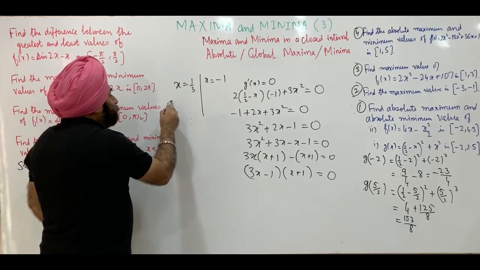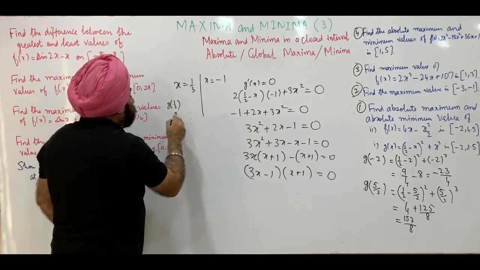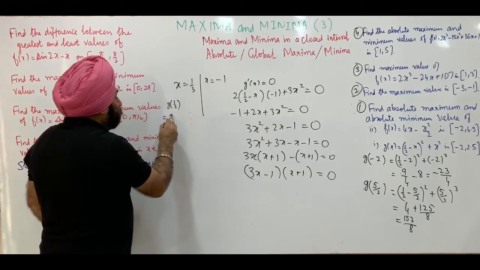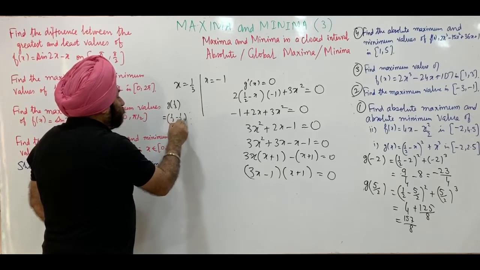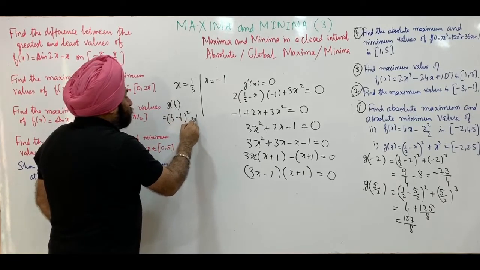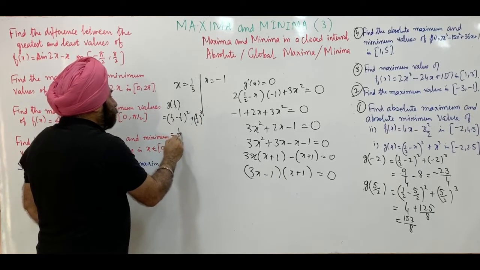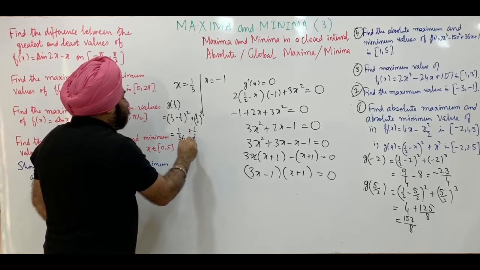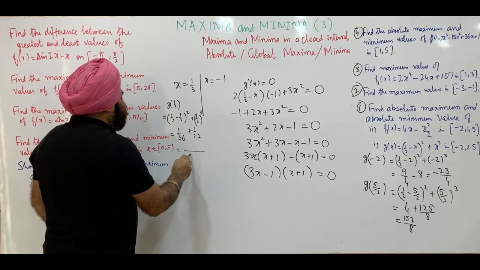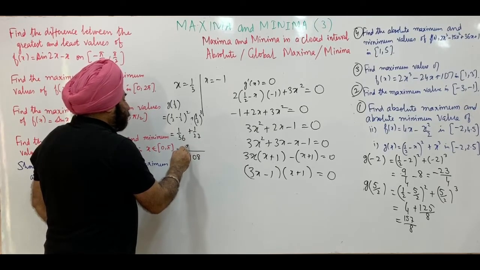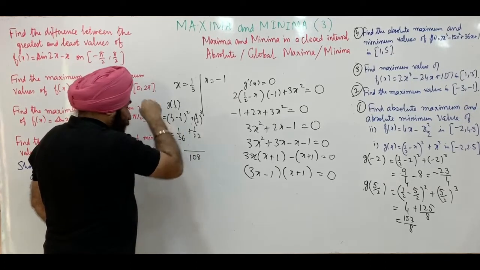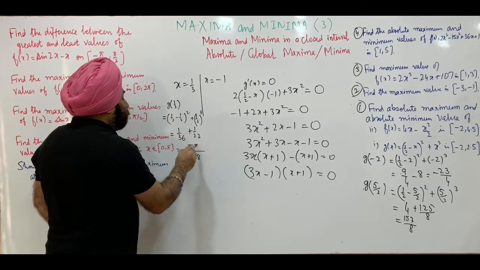We find out g of 1 by 3, which will be (1/2 minus 1/3) whole square and plus (1/3) whole cube. This is 1 by 36 plus 1 by 27. So 108, this will be 3 plus 4, this is 7.